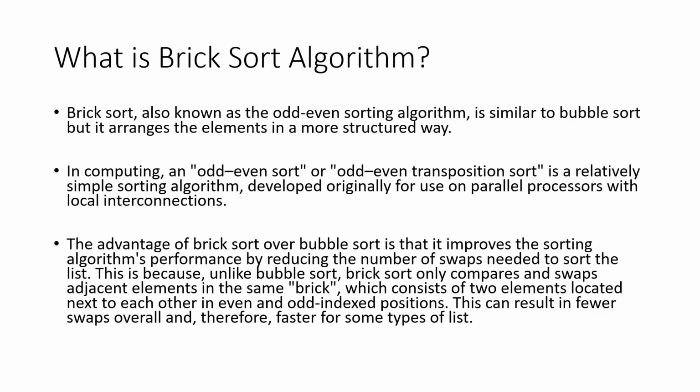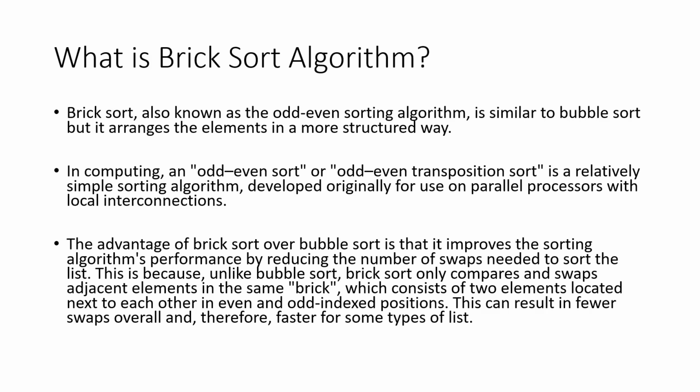First, let's see what brick sort is. Brick sort, also known as the odd-even sorting algorithm, is similar to bubble sort, but it arranges the elements in a more structured way. In computing, an odd-even sort or odd-even transposition sort is a relatively simple sorting algorithm developed originally for use on parallel processors with local interconnections.